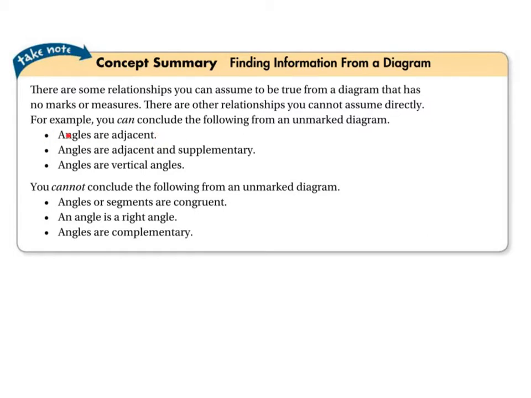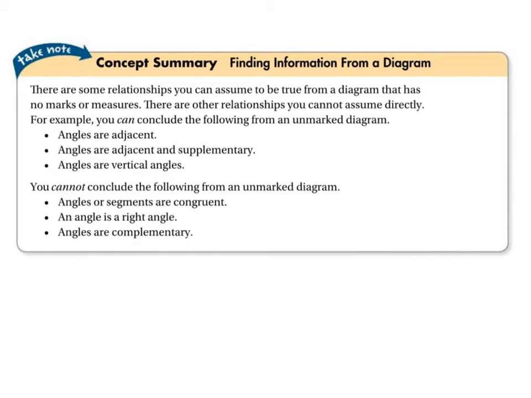Angles are adjacent. If you see two angles that look like this, we can assume those angles are adjacent because visually they look like it. Now, of course, they have to have the same vertex, okay? So that's one thing you can assume to be true. Angles are adjacent and supplementary. For example, if you had two angles like this, okay, they are adjacent. We can assume that they're sharing this common side here, and it appears that this is a straight line, so we can assume that it is. And then therefore, that's 180 degrees, and these two angles together sum to 180.